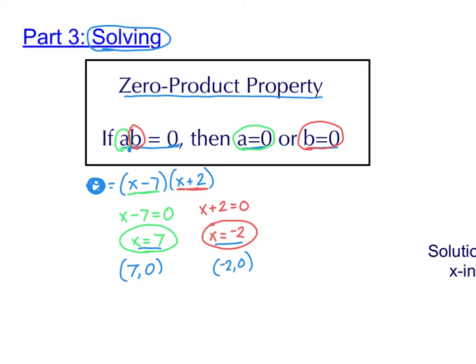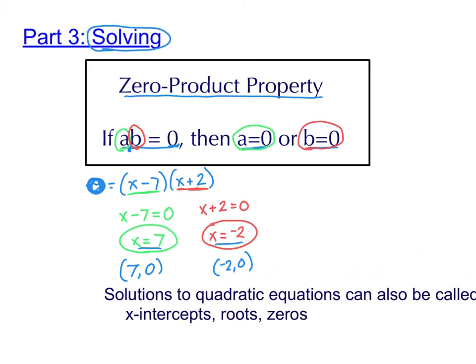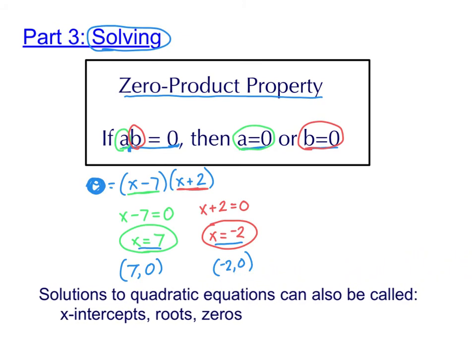So here's this last step. Solutions to quadratic equations are also called x-intercepts, roots, or zeros. All right, x-intercepts make sense. I just kind of went through that example. Zeros should make sense. What is the x value making the equation 0? And roots is kind of that same idea, but it's just a different term.